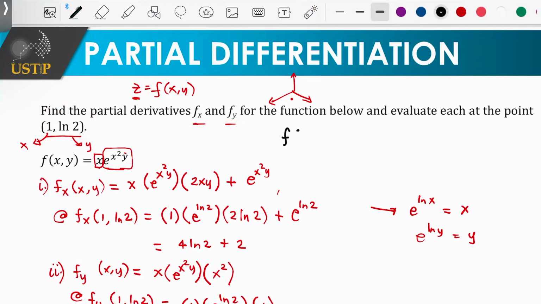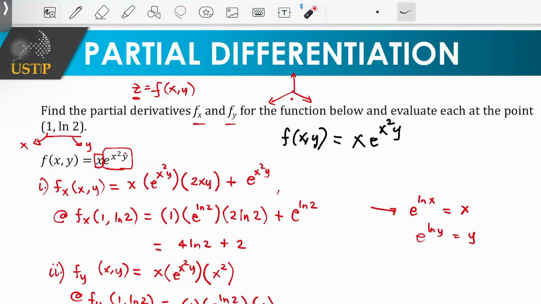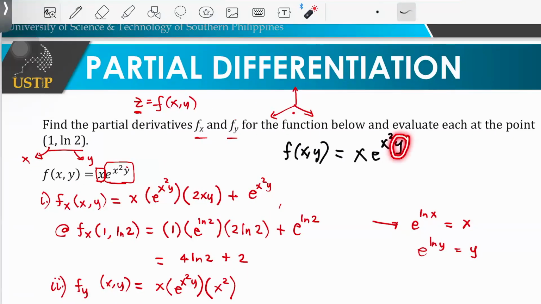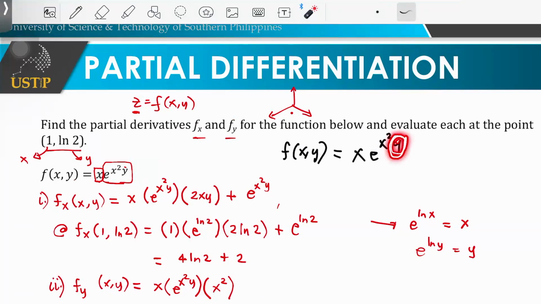wait lang ako class, that is x e to the x squared y. Okay. So karon, we get the partial derivative f sub x. So y is constant. Okay, so kini constant ni siya. Okay, kung constant na siya, di natin na i-mine later. Ang atong buhaton is, you have two functions of x, na kay x, o na kay e to the x squared y. Okay? So, kanina tayo magamit ta og product rule. Okay. So, copy x, differentiate e to the x squared y.